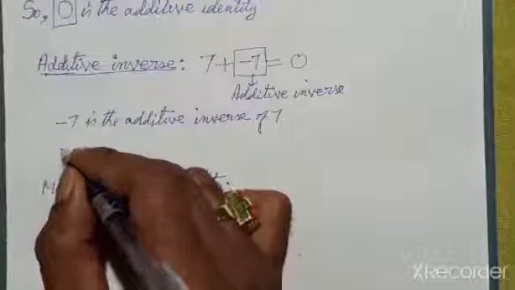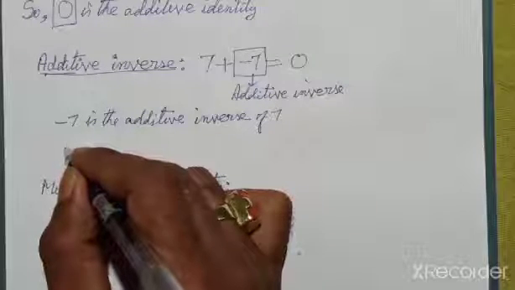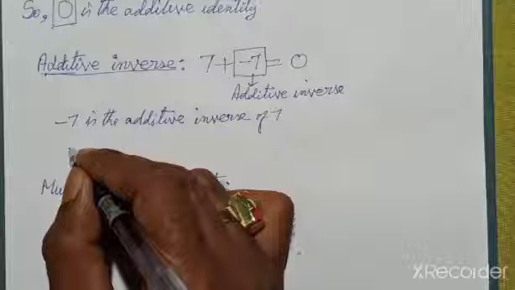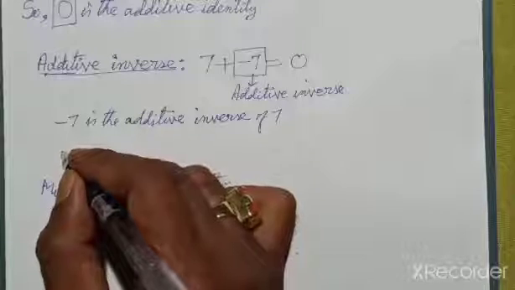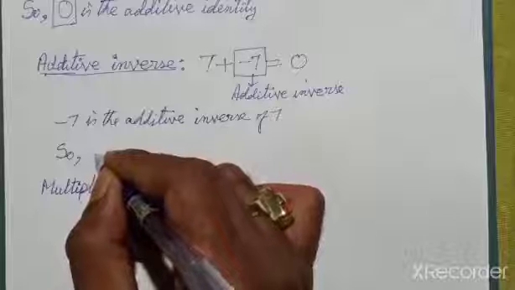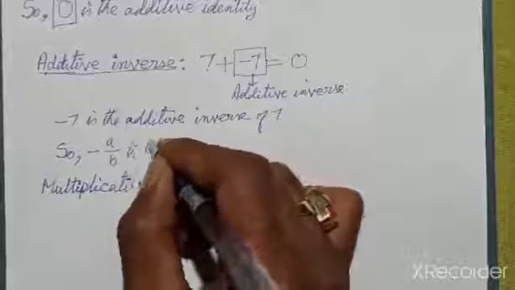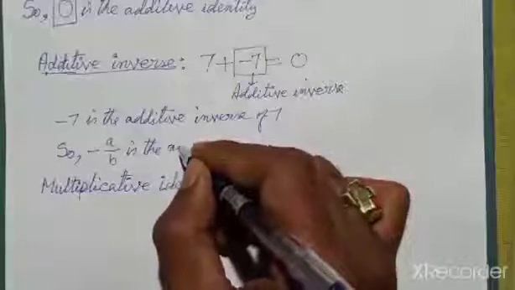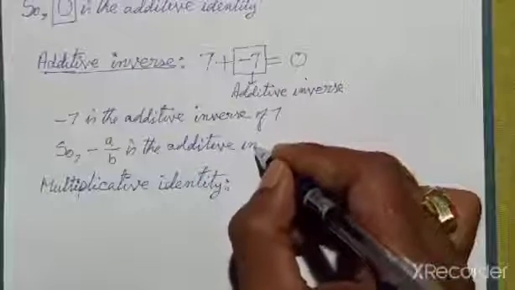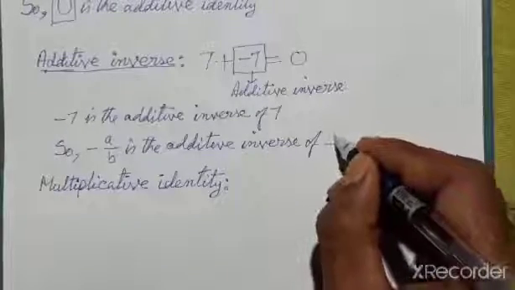Suppose let's take any rational number a by b, and if we want to find out the additive inverse of a by b, we need to change the sign. So for any rational number a by b, minus a by b is the additive inverse of a by b.